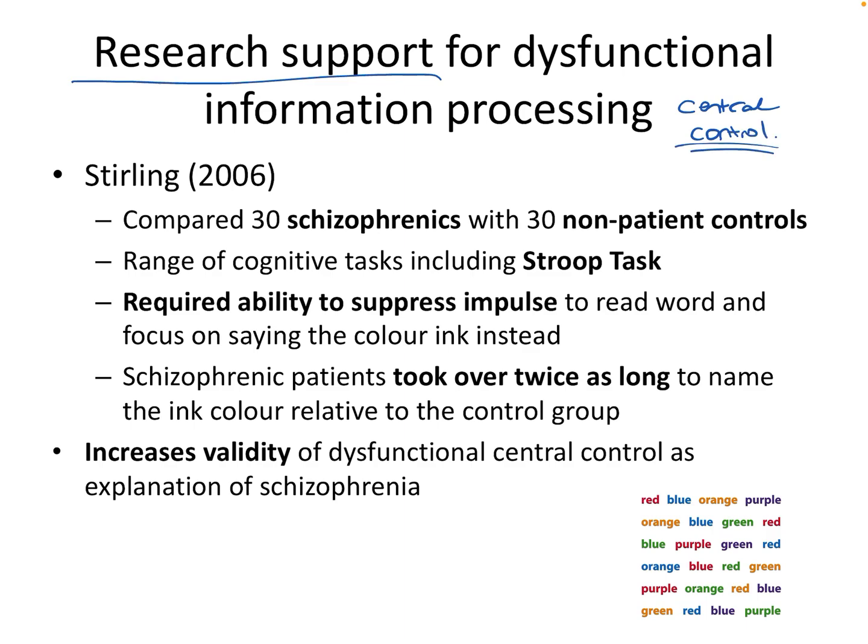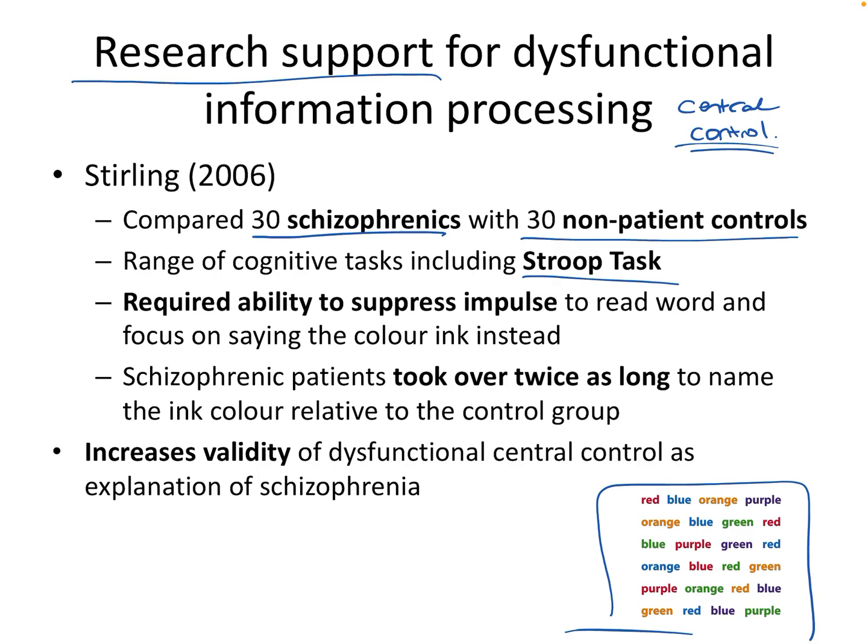A really simple study, an easy one for you to remember. Here we're comparing 30 schizophrenics with an equal number of healthy controls. And they did a range of cognitive tasks. The main one is the Stroop task, which is this one here, where you're required to suppress the impulse to read the word, for example, red, blue, orange, purple, and instead focus on the colour of the ink. And so this is the task that people are required to do.